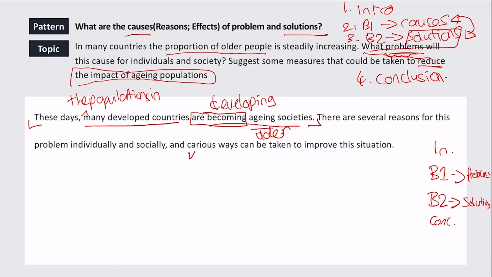There are several reasons for this problem individually and socially. I like here, what they've given me here is they've given me their subtopics. Okay, so they've given me a hint about what they're going to talk about in the rest of the essay. So they're going to talk about the causes, about the individual level and the social level, and then they're also going to talk about solutions. Okay, so as an introduction, I think this is quite good. The first sentence was grammatically slightly odd, but overall quite a good introduction.